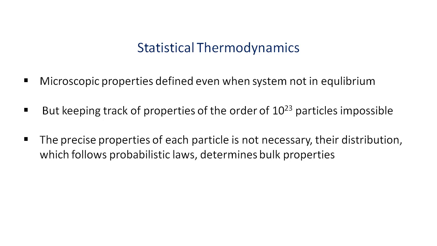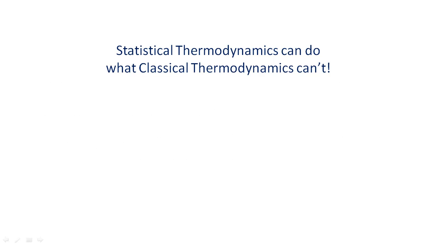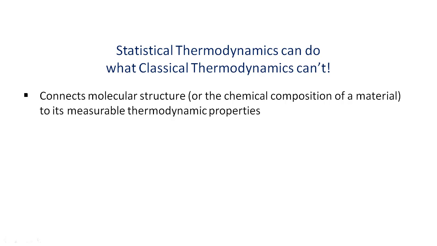Besides connecting microscopic properties to macroscopic ones, statistical thermodynamics gives more information about the behavior of matter than classical thermodynamics. It can connect molecular structure or the chemical composition of a material to its measurable thermodynamic properties. It can explain physical changes like phase transitions based on molecular structure. It can explain why some reactions take place while others don't.